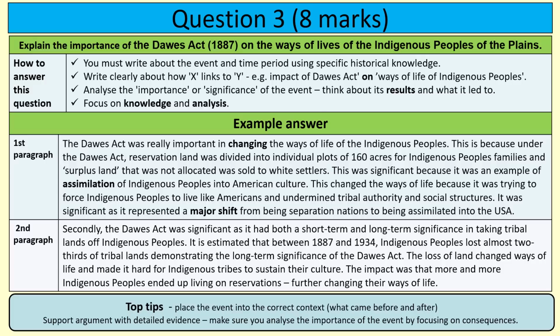Secondly, the Dawes Act was significant as it had both a short-term and long-term significance in taking tribal lands off indigenous peoples. It is estimated that between 1887 and 1934, indigenous peoples lost almost two-thirds of tribal lands, demonstrating the long-term significance of the Dawes Act. The loss of land changed ways of life and made it hard for indigenous tribes to sustain their culture. The impact was that more and more indigenous peoples ended up living on reservations, further changing their ways of life.